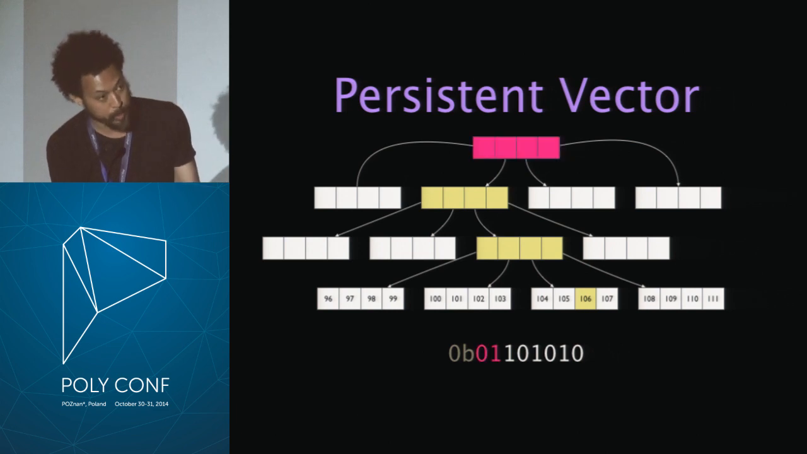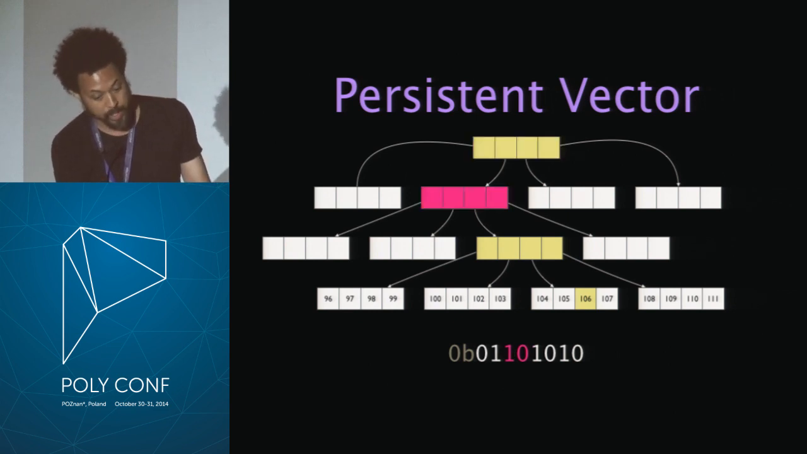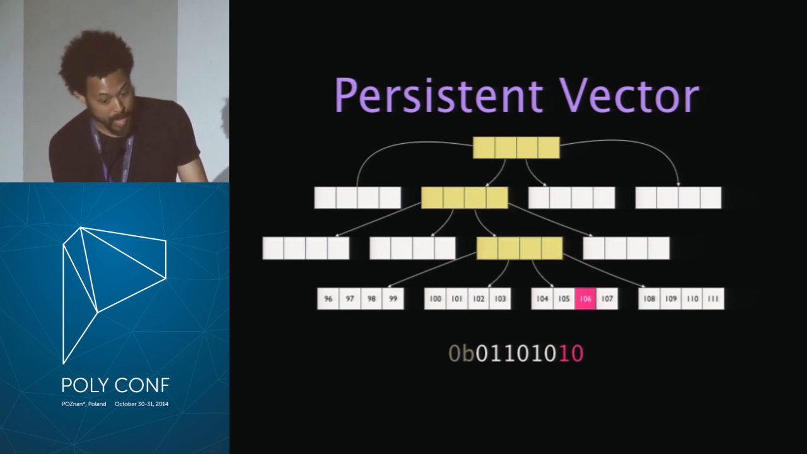So I can mask the first 2 bits. The first 2 bits tell me to look at index 1, counting from 0. The next 2 bits say look at index 2, counting from 0. Again 2, again 2. There are no bits left to mask. We know we're done, and then we know we have the number 106. We know which thing to pick out.